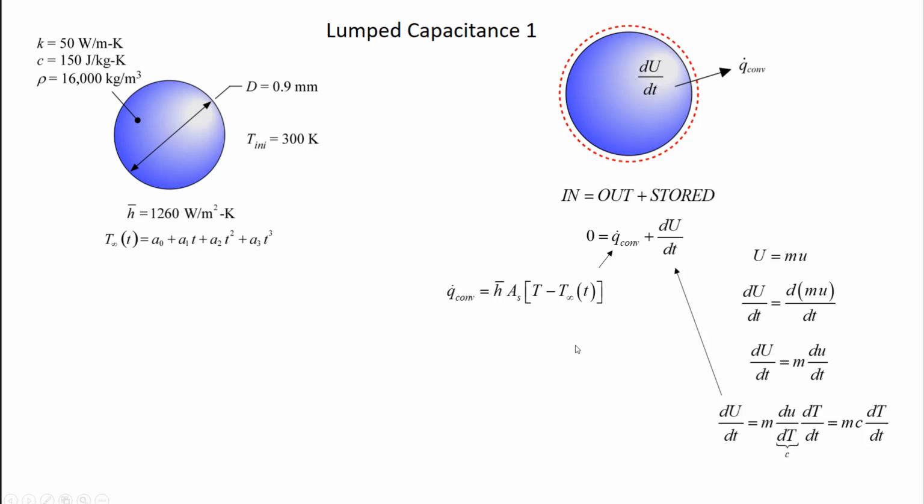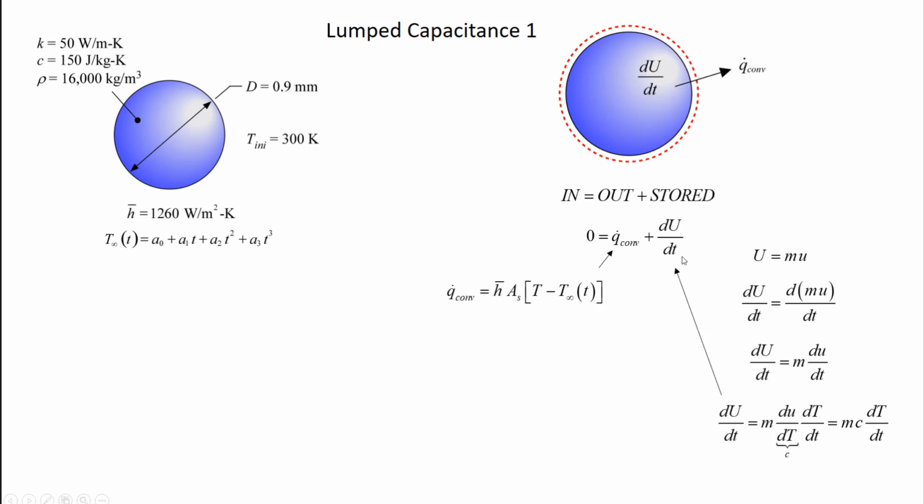If I want to get an ODE written in terms of temperature, I need some rate equations. So for convection, I have Newton's law of cooling, right? So h bar times A_s times, I've drawn this arrow as leaving, so it would be T minus T infinity, right? The surface temperature and the temperature everywhere is the same, so this is T minus T infinity.